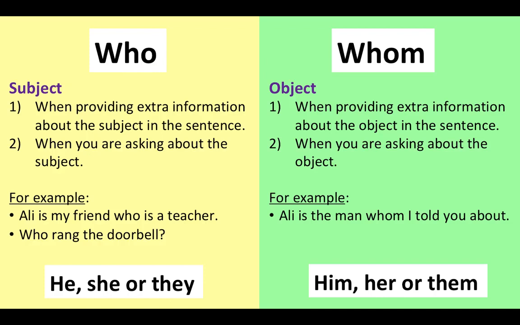Ali is the man whom I told you about. Here we can restructure the sentence to say, Ali is the man I told you about him. We can't say, Ali is the man I told you about he. It doesn't make sense. Another example is, to whom did you give the notebook? The answer to this question would be, I gave the notebook to her, or I gave the notebook to him, depending on who you gave the notebook to.